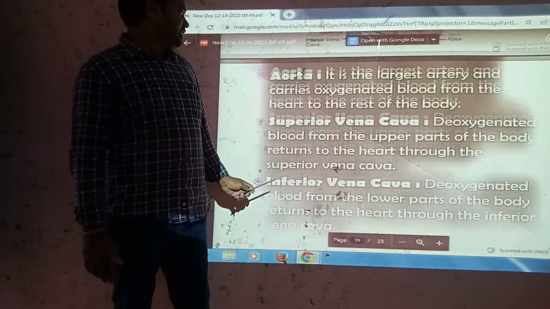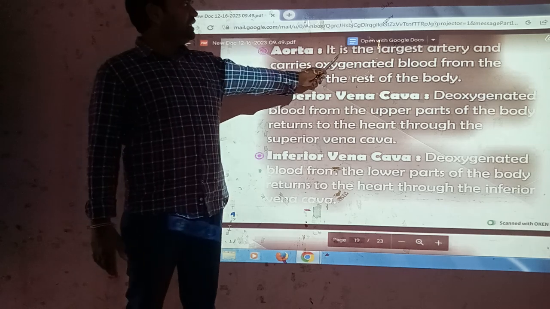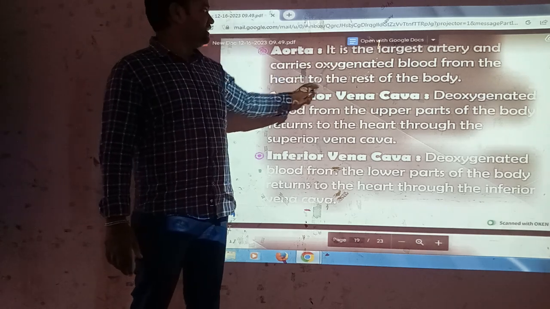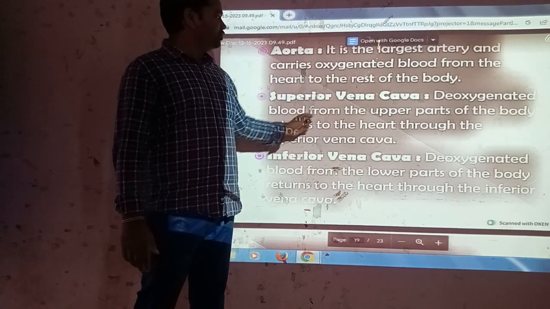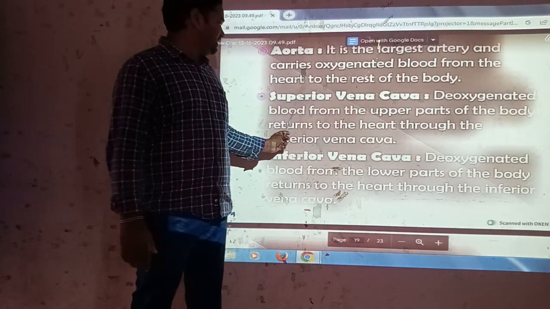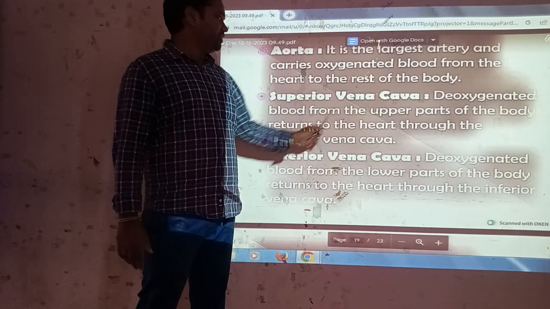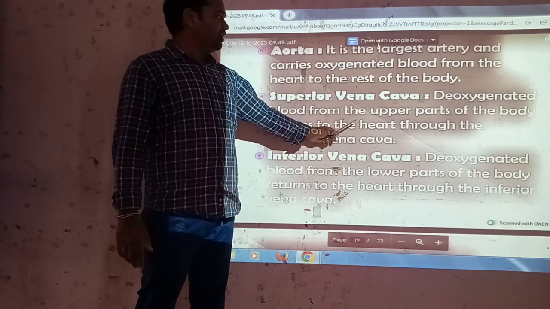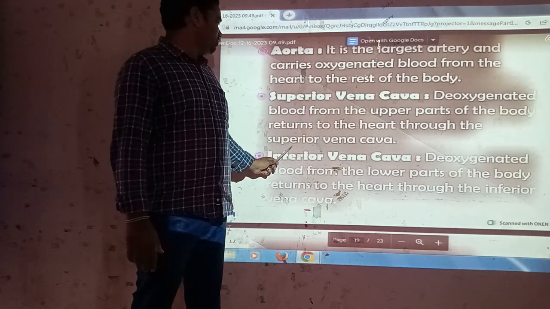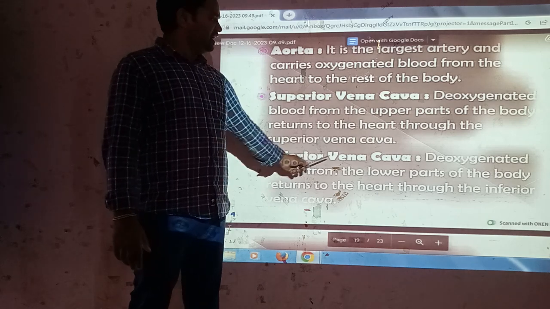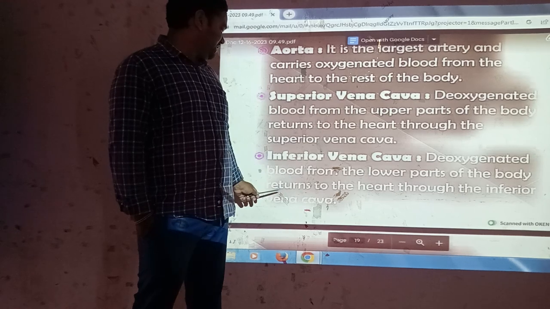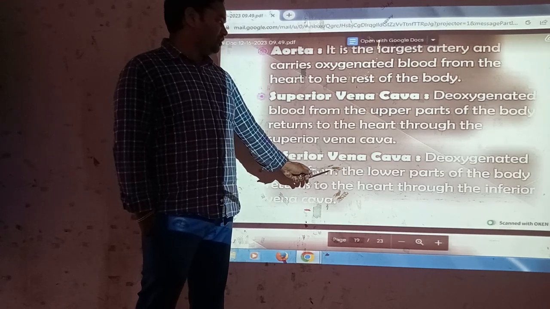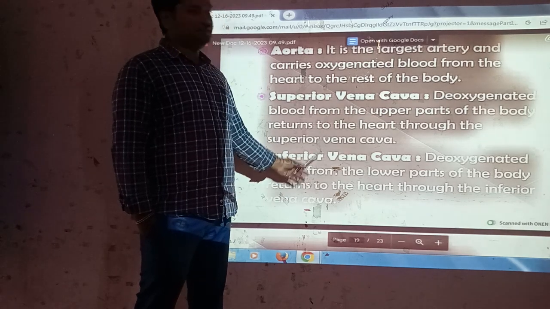Next, the aorta. It is the largest artery and carries oxygenated blood from the heart to the rest of the body. And the superior vena cava: deoxygenated blood from the upper part of the body returns to the heart through the superior vena cava. And the inferior vena cava: deoxygenated blood from the lower part of the body returns to the heart through the inferior vena cava.